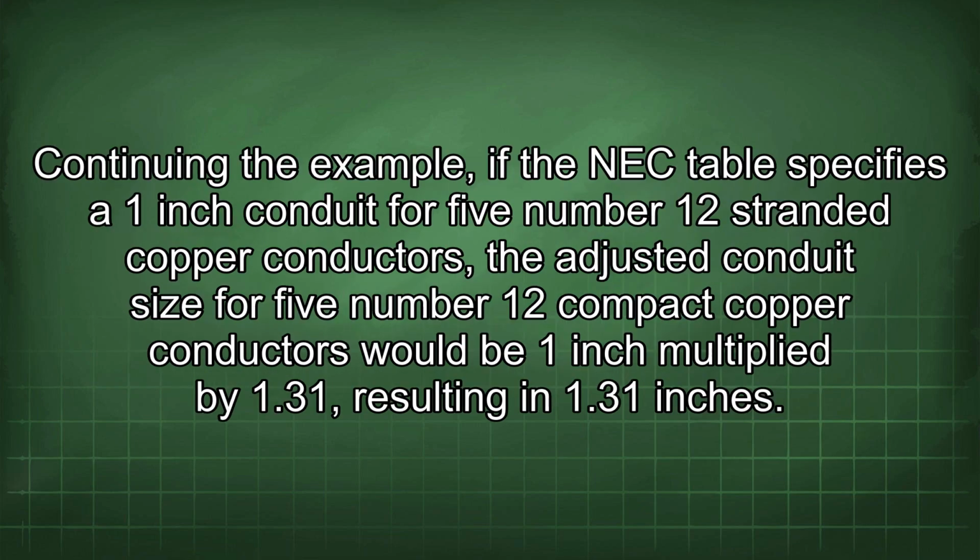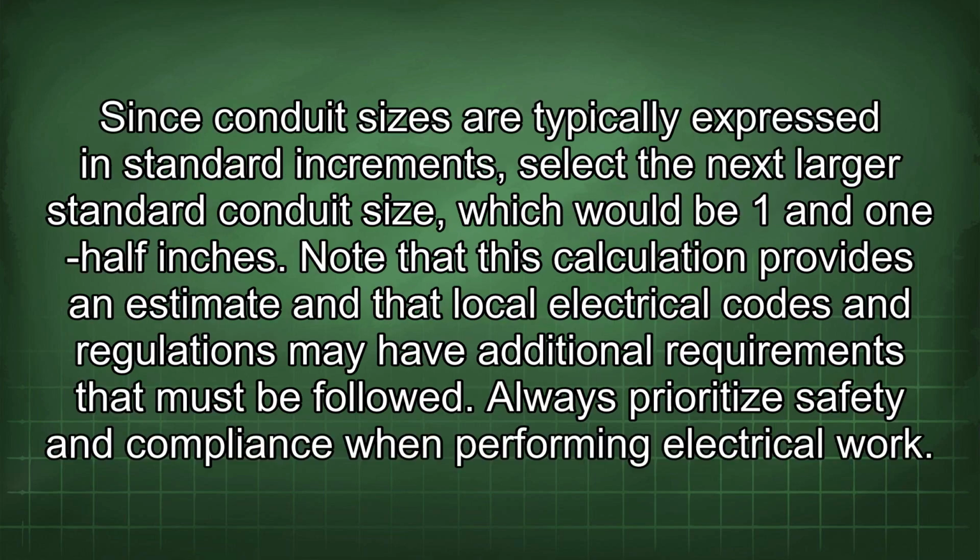Continuing the example, if the NEC table specifies a 1-inch conduit for 5 number 12 stranded copper conductors, the adjusted conduit size for 5 number 12 compact copper conductors would be 1 inch multiplied by 1.31, resulting in 1.31 inches. Since conduit sizes are typically expressed in standard increments, select the next largest standard conduit size, which would be 1½ inches.